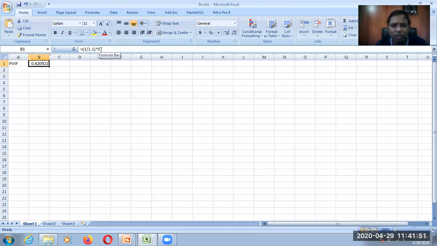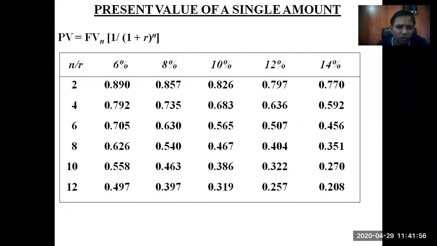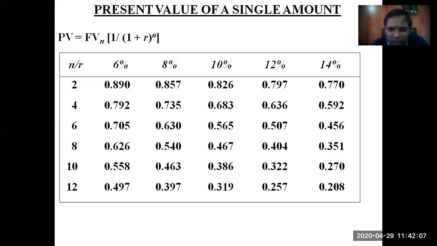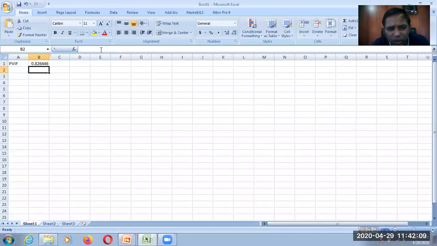So this is 0.62901. After 1 year, it is 0.90901. So here it is calculated for 6 percent, 8 percent, 10 percent. After 2 years, let us see what it comes to. It is 0.826, and it is also 0.826. So this is how you can calculate the factor.